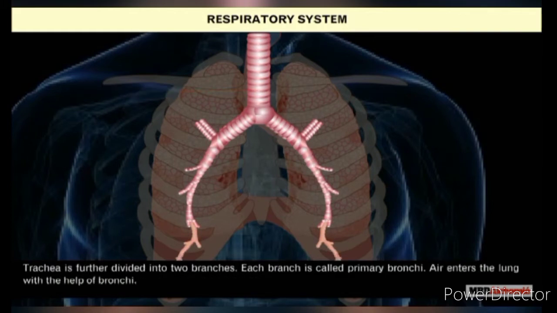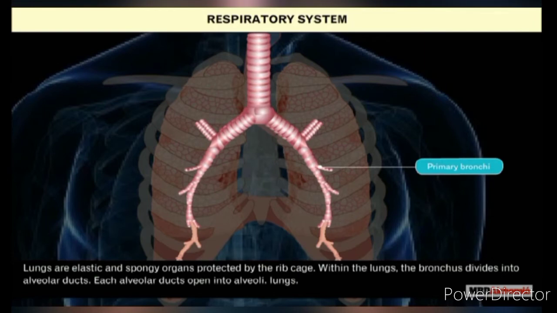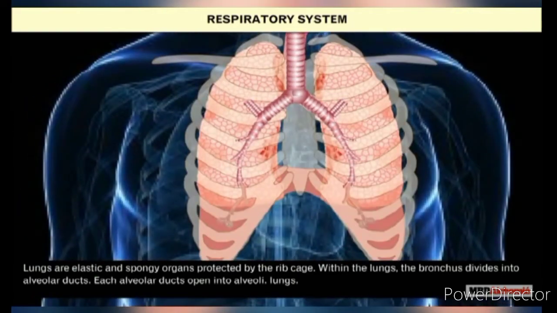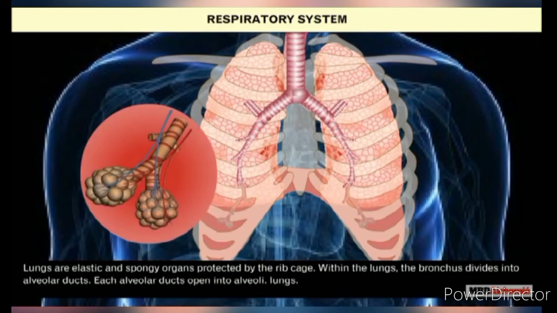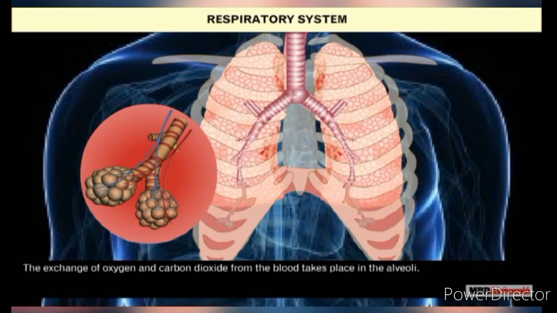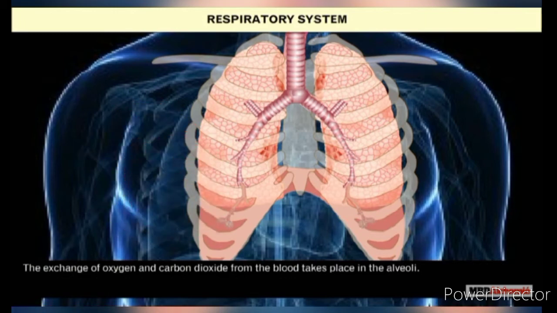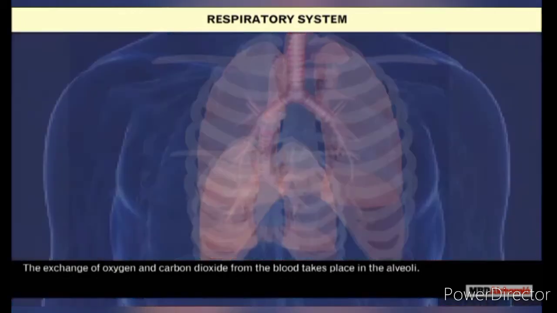Trachea is further divided into two branches. Each branch is called primary bronchi. Air enters the lung with the help of bronchi. Lungs are elastic and spongy organs protected by the rib cage. Within the lungs, the bronchus divides into alveolar ducts. Each alveolar duct opens into alveoli. The exchange of oxygen and carbon dioxide from the blood takes place in the alveoli.